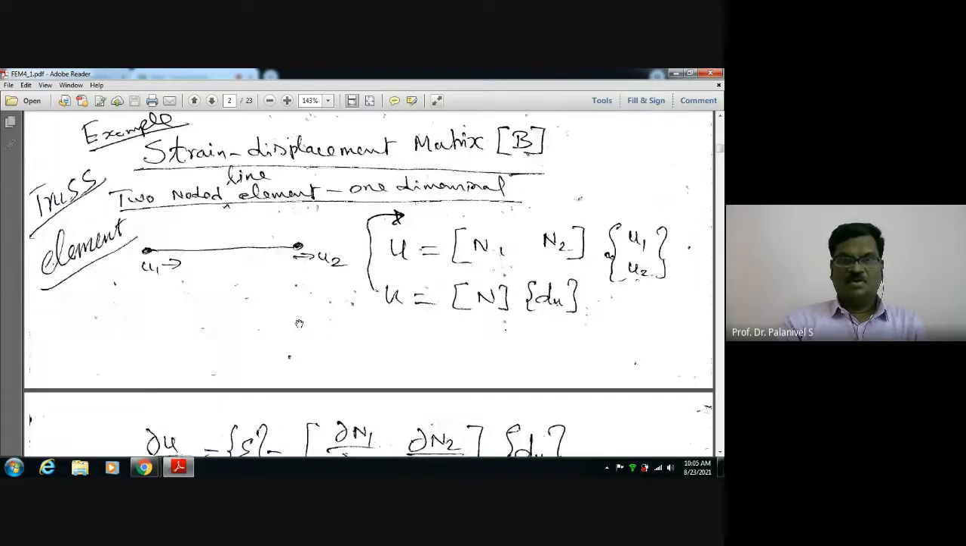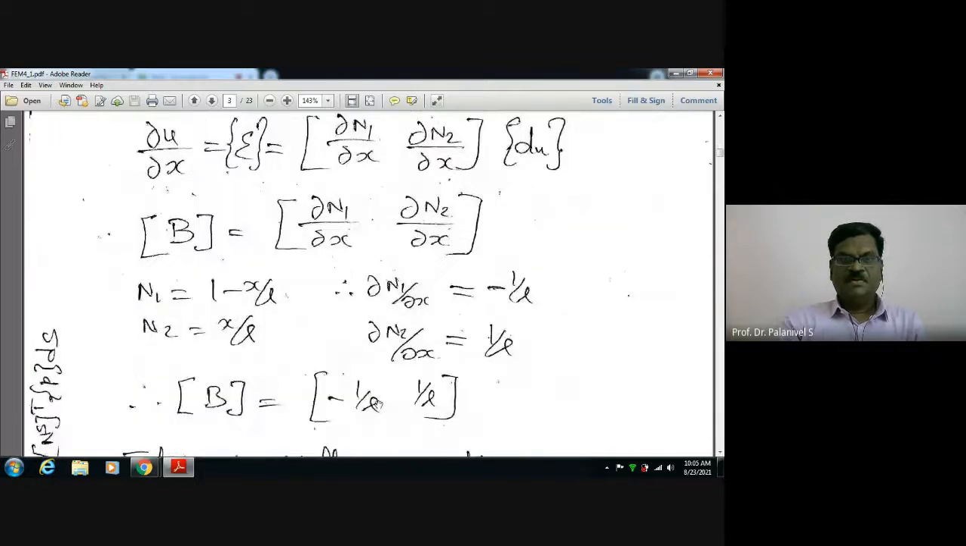So I told you how we obtain it, right? Now we are considering a one-dimensional line element. Already we have derived the shape functions: N1 equals 1 minus x by L and N2 equals x by L.